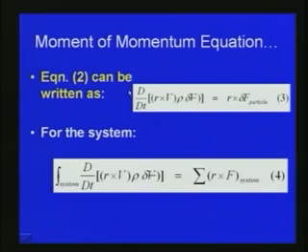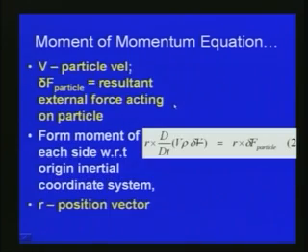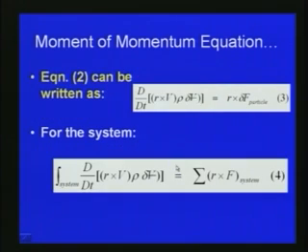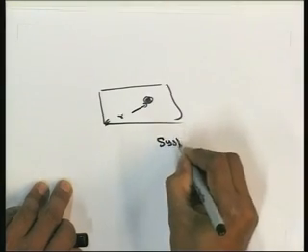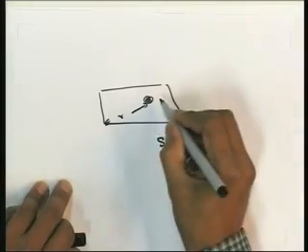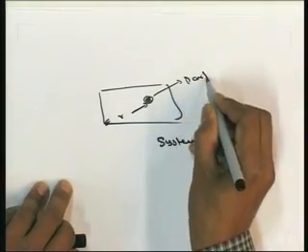Now this equation number 2 we can write like this: the total derivative d/dt of (r cross v rho del v), where rho is the mass density, v is the velocity of the particle and r is the position vector, should be equal to r cross del f of the particle, where del f is the force acting on that particular particle. This is for a particle which we considered in a system. This is the system which we are considering for this derivation of the equation, and this is the particular particle we are considering.